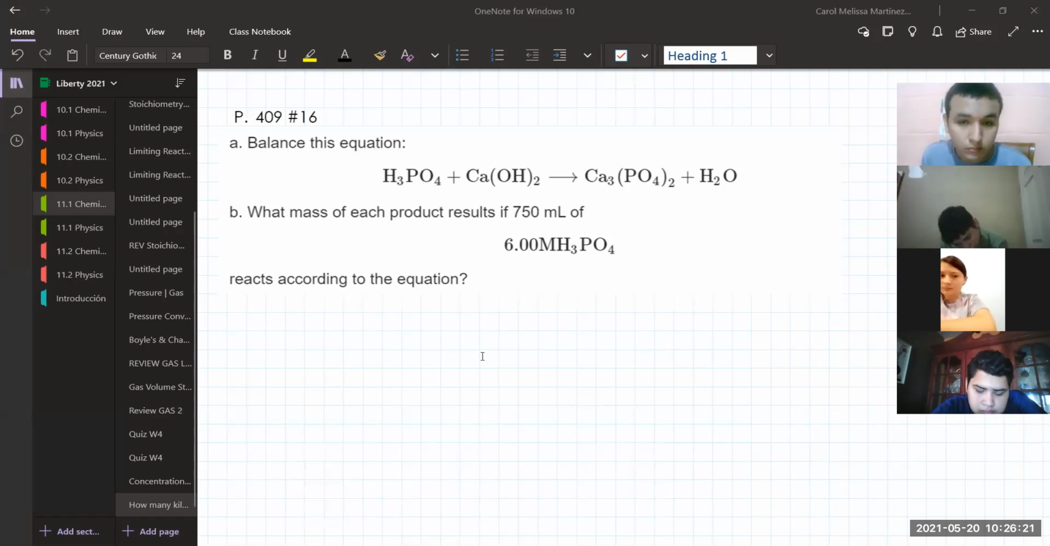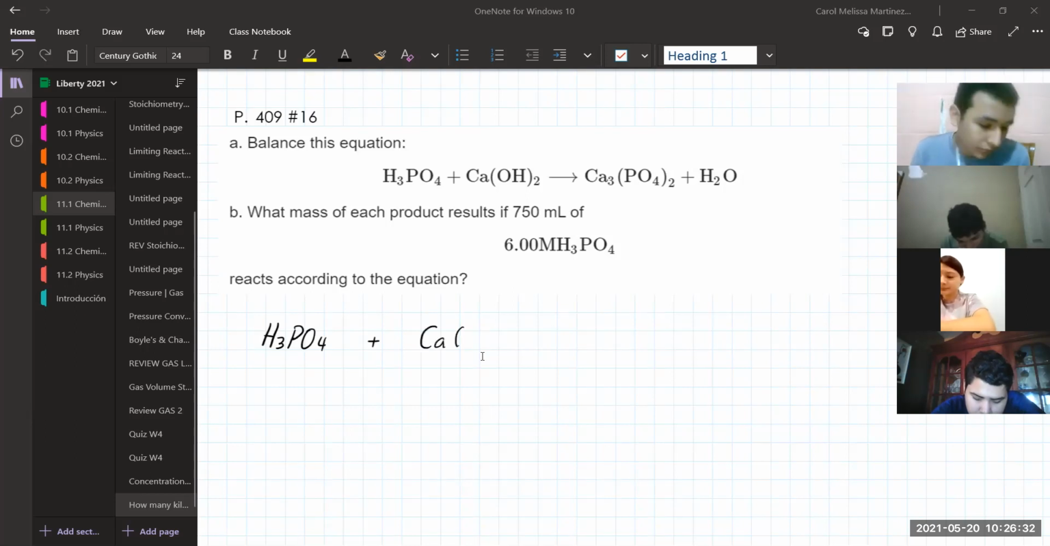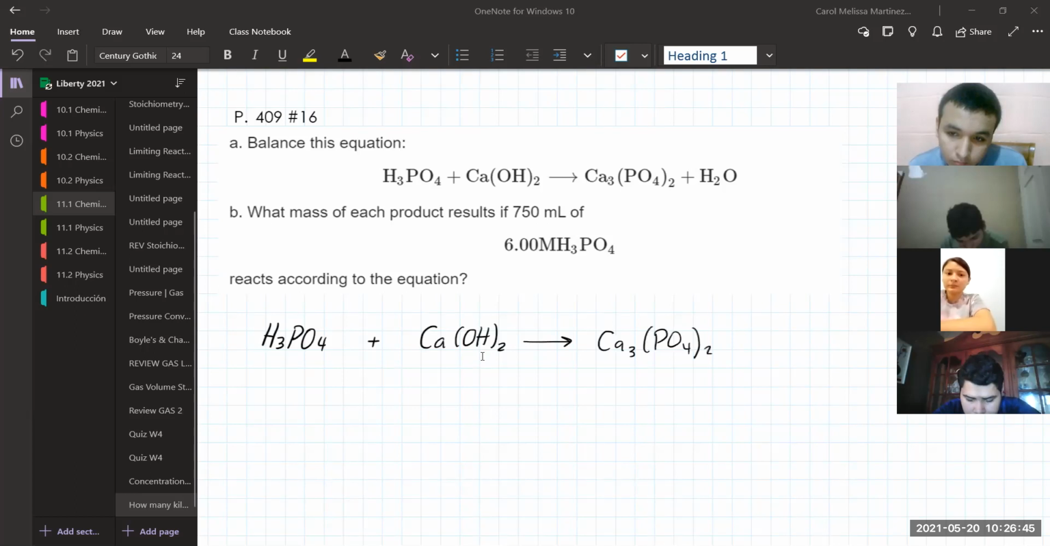So the equation is H3PO4, phosphoric acid, plus Ca(OH)2, calcium hydroxide, produces Ca3(PO4)2, calcium phosphate, and H2O, which is water.